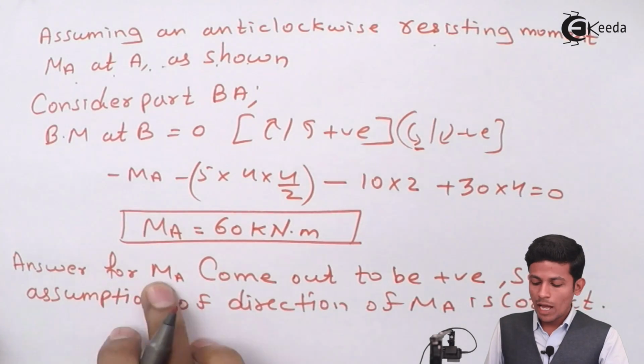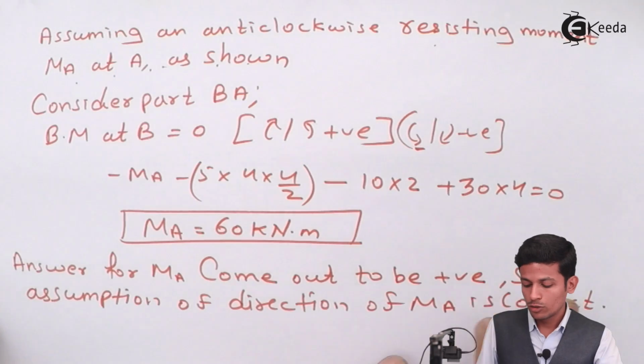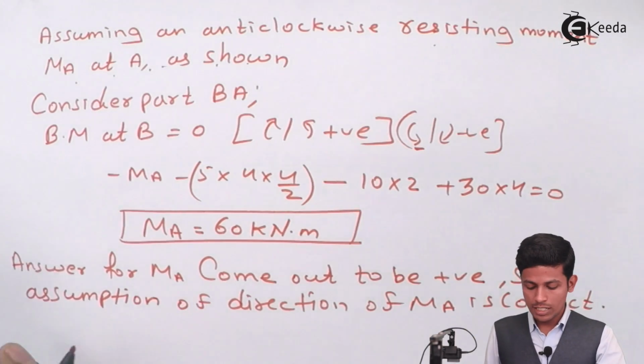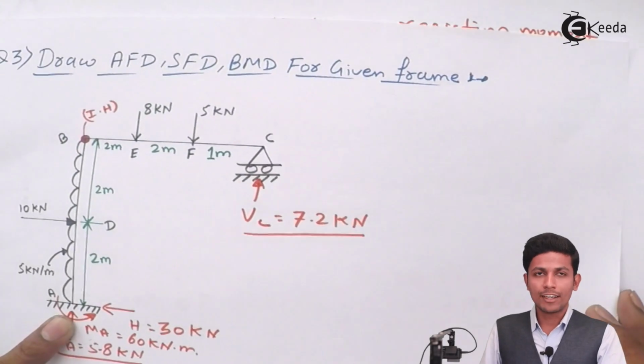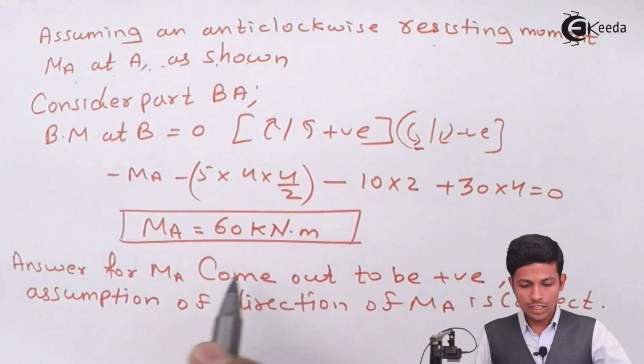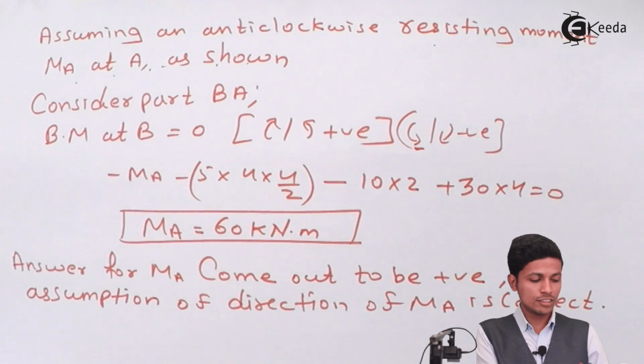See, the answer for MA comes out to be positive, so the assumption of the direction of MA is correct. We assumed this direction is correct, that's why we got the value positive. After that, we are done with the support reactions.